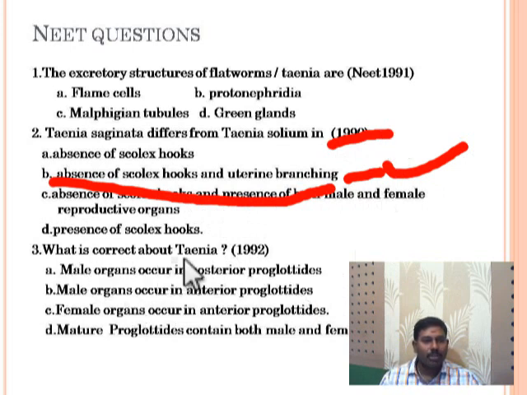Which is correct about Taenia? In 92 they are asking, which is correct about Taenia solium? Male organs occur in the posterior proglottids, male organs occur in anterior proglottids, or female organs occur in anterior proglottids. Mature proglottids contain both male and female. The fourth option is correct.